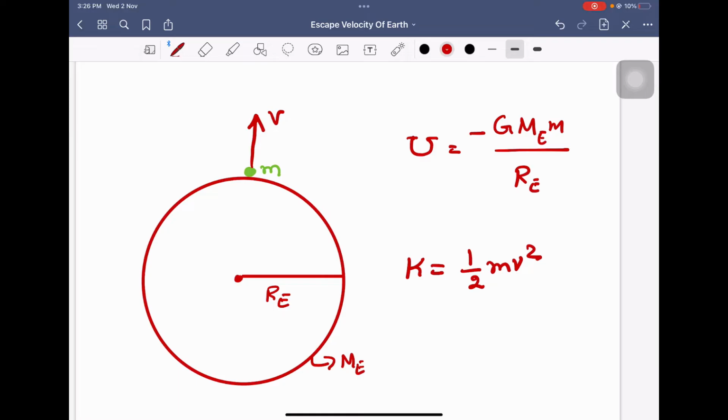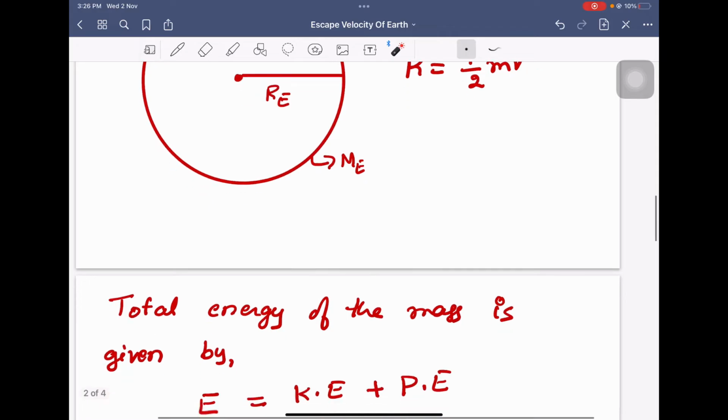If this body of mass m has to escape, the total energy, that is the sum of kinetic energy and potential energy, has to become equal to 0. If you have total energy as negative, that means it is a bounded system. If the body has to escape, the total energy has to be 0 or positive. We will see how to do it.